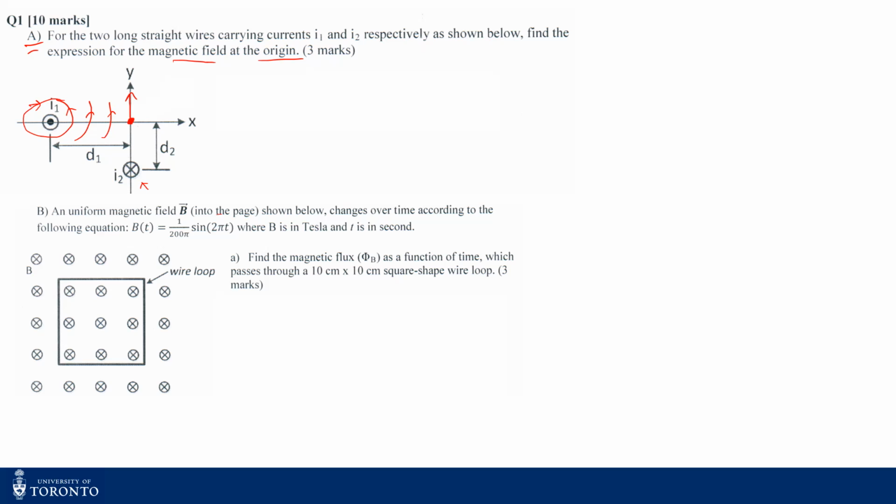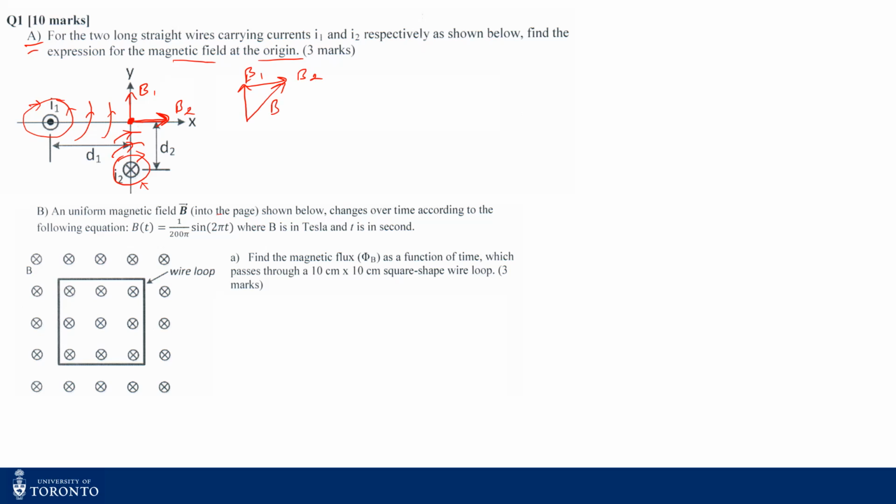Similarly for I2, if you apply the grip rule, the direction will be like this. So this will project a magnetic field direction in the positive x-axis. This is because of I1, so I term this as B1, and this is because of I2, I term this as B2. Now, what's the net magnetic field direction? That's B1 in the positive y-axis direction and B2 in the positive x-axis direction. So my net magnetic field direction is somewhere in the xy plane.